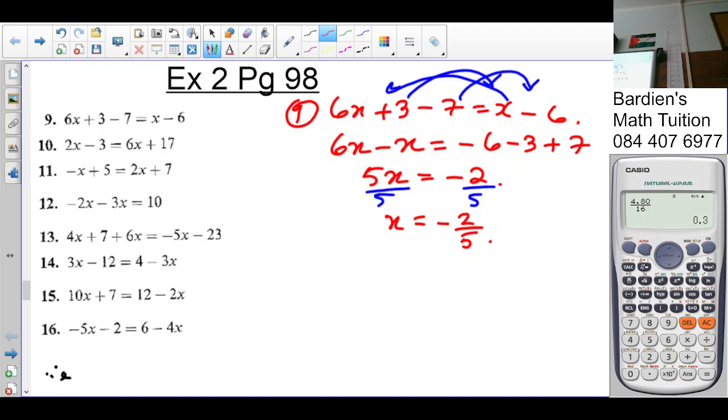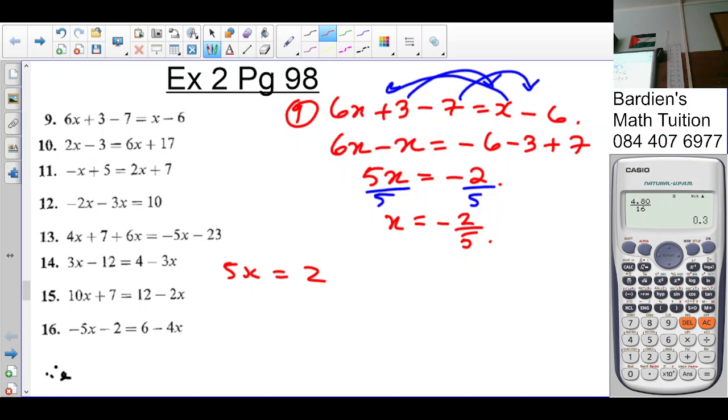Okay? Divide the other side by 5. Remember, whatever you do on the left hand side you must do on the right hand side, in terms of division or multiplication. How did you get 2 at the back, Laila? So you got negative 6 minus 3 plus 7, but you got a positive 2. So you got 5x is equal to 2. That's what you got.